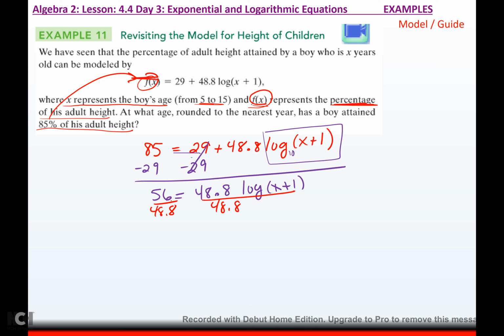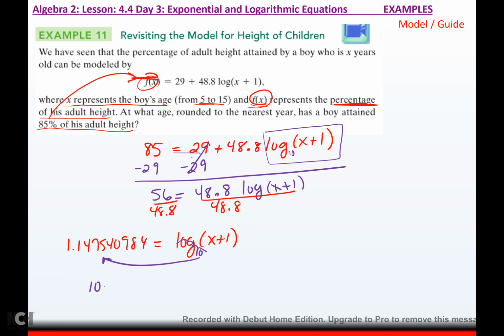56 divided by 48.8 is 1.147540984, which equals log of x plus 1. Again, I'm trying to get x alone. When you have a log and you want it to go away so that you can get x alone, roll the log. If they don't write a base, it's base 10. So when the log rolls over, the 10 moves over.